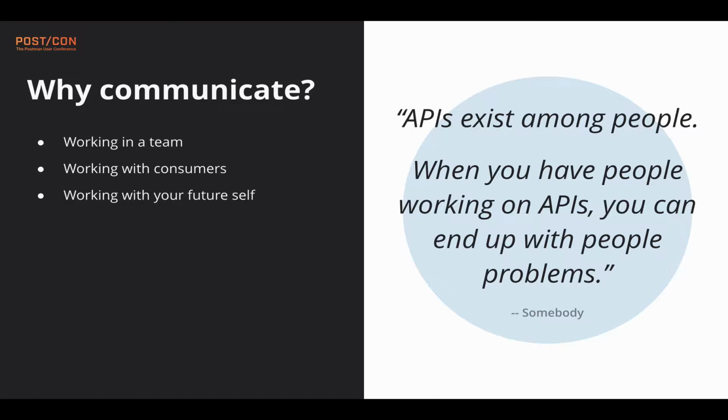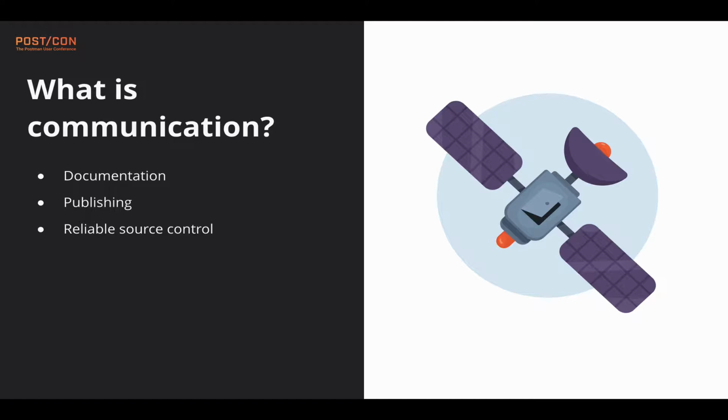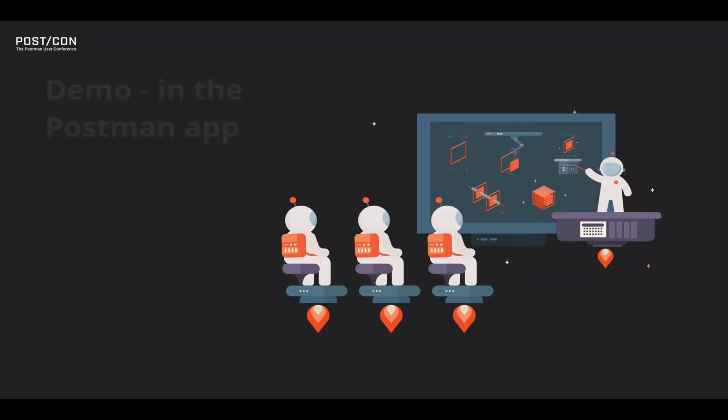When you're working with APIs and you need to document things about the code, communicating to your future self is equally important. So in Postman, communication can refer to API documentation. It can refer to publishing public documentation for your end users. And we can also be talking about source control. Let's go ahead and switch over to the Postman app.